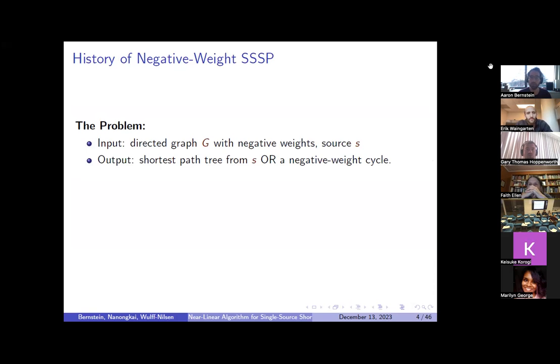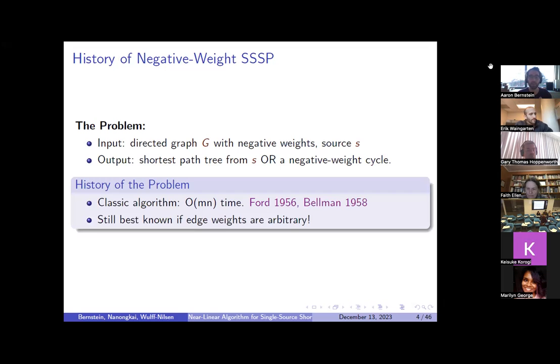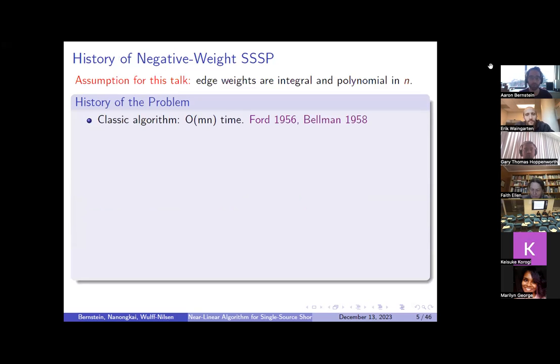So again, this is the problem. And I'm going to assume for simplicity for this talk that the graph has no negative weight cycle, because otherwise shortest distances aren't well defined. So just assume there is no negative weight cycle in the graph. Again, Bellman-Ford is the classic algorithm for this problem.